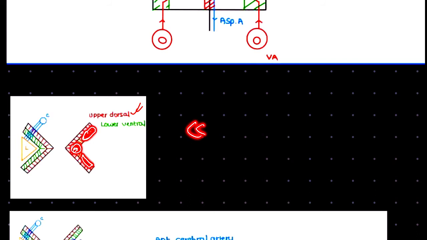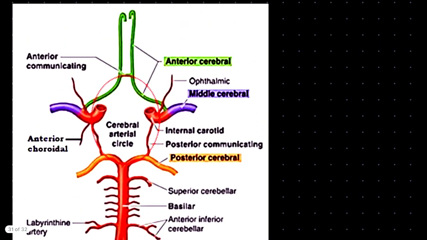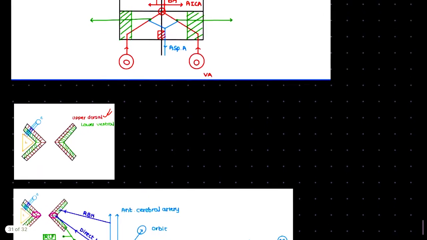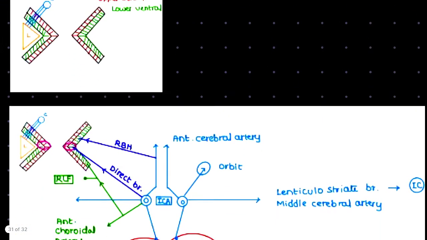Now talking about the anterior limb, it is supplied by the anterior cerebral artery. If you remember, this was our anterior cerebral artery. In the anterior cerebral artery there is a branch called the recurrent branch of Heubner. So that is what it is. Now the genu is supplied by a direct branch of the internal carotid artery. That's all.